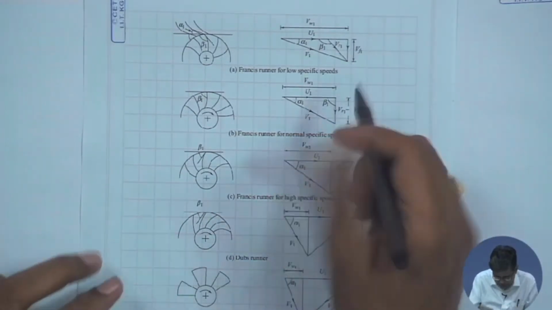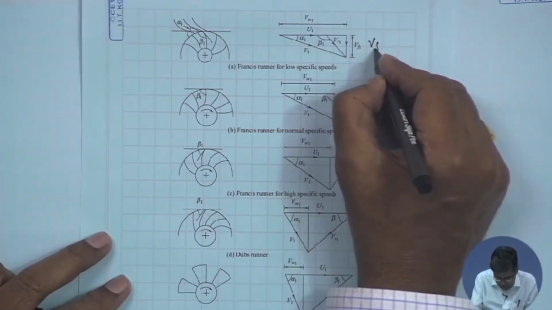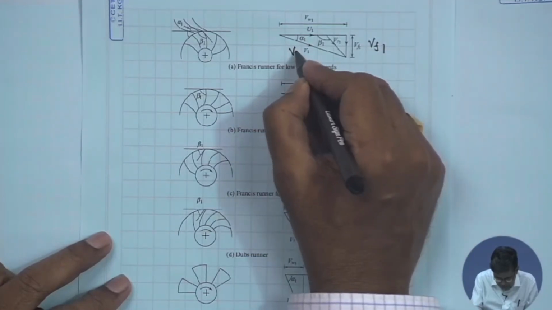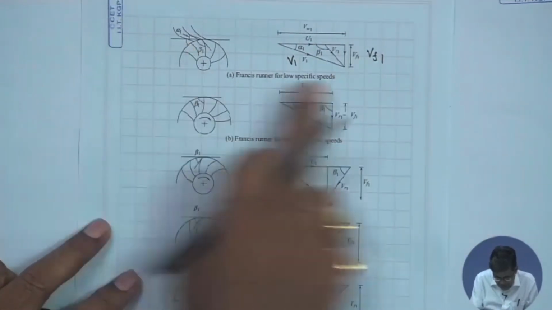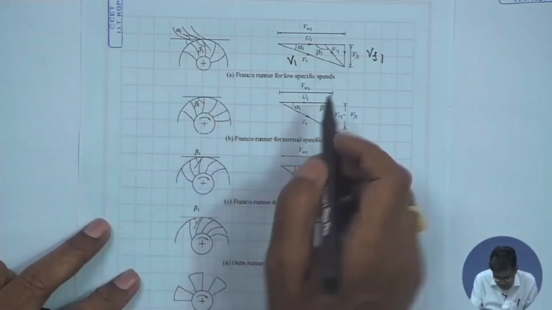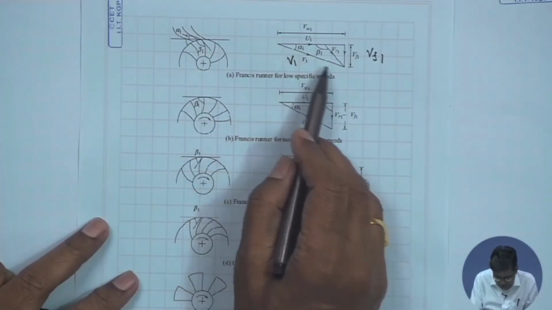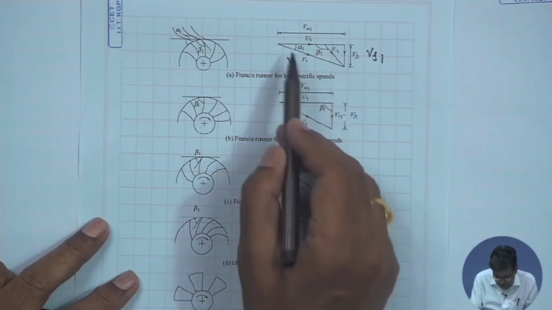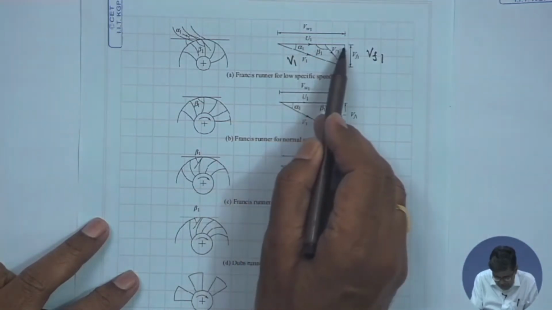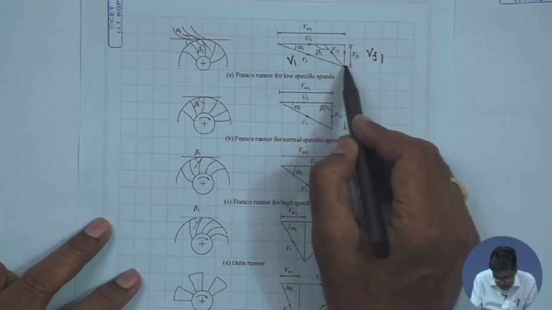I think you can see this very well. This is Vf1 and that is V1, and this direction is radial. This is normal to the tangential direction. That means, liquid at the inlet, water at the inlet for example, has an absolute velocity which has a substantial component in the tangential direction and also in the radial direction.